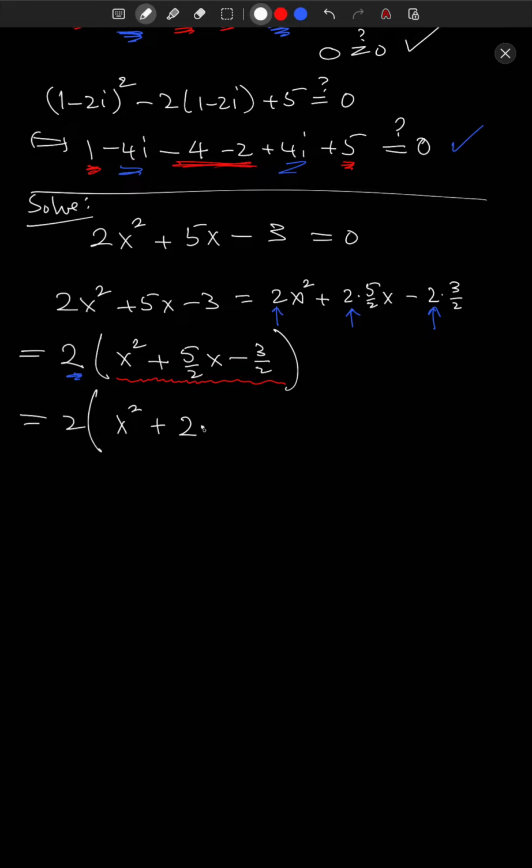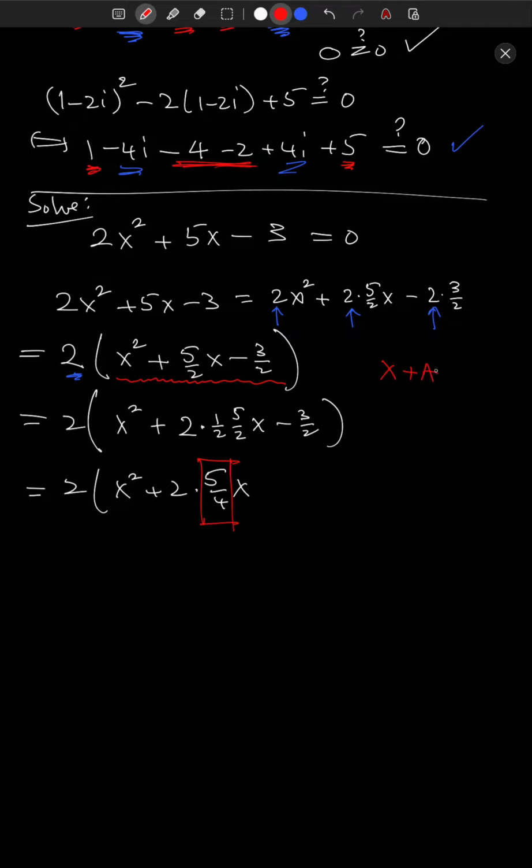So I do 2 times, and then I need to compensate for that 2. So 5 halves over 2, or another way to say this is 1/2 times 5 halves, so that the 2 and the half cancel. So I just end up with 5 halves. Let me simplify this one half times 5 halves. So this is x squared plus 2 times 5 over 4 x. And here, this is the a that we've been talking about the whole time. Again, we're looking for x squared plus 2ax plus a squared, which is equal to x plus a, the whole thing squared.